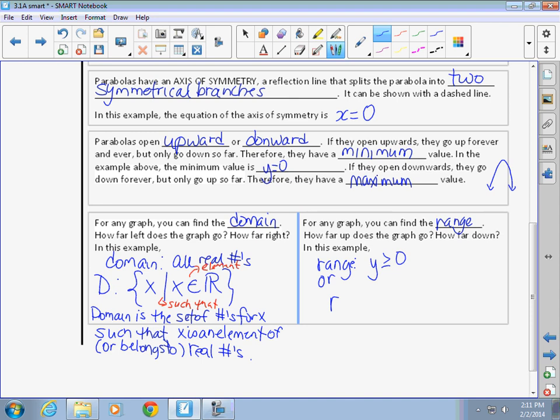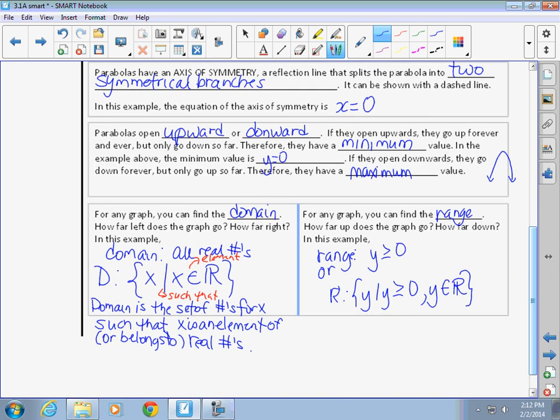So the range is the set of values for y such that y is greater than or equal to 0. y is an element of real numbers. So it has one stipulation on there. It can't go smaller than 0, but you can still use real numbers. So I could use roots, I could use fractions, I could use decimals, positives, or negatives. Sorry, I can't use negatives because I can't be less than 0.